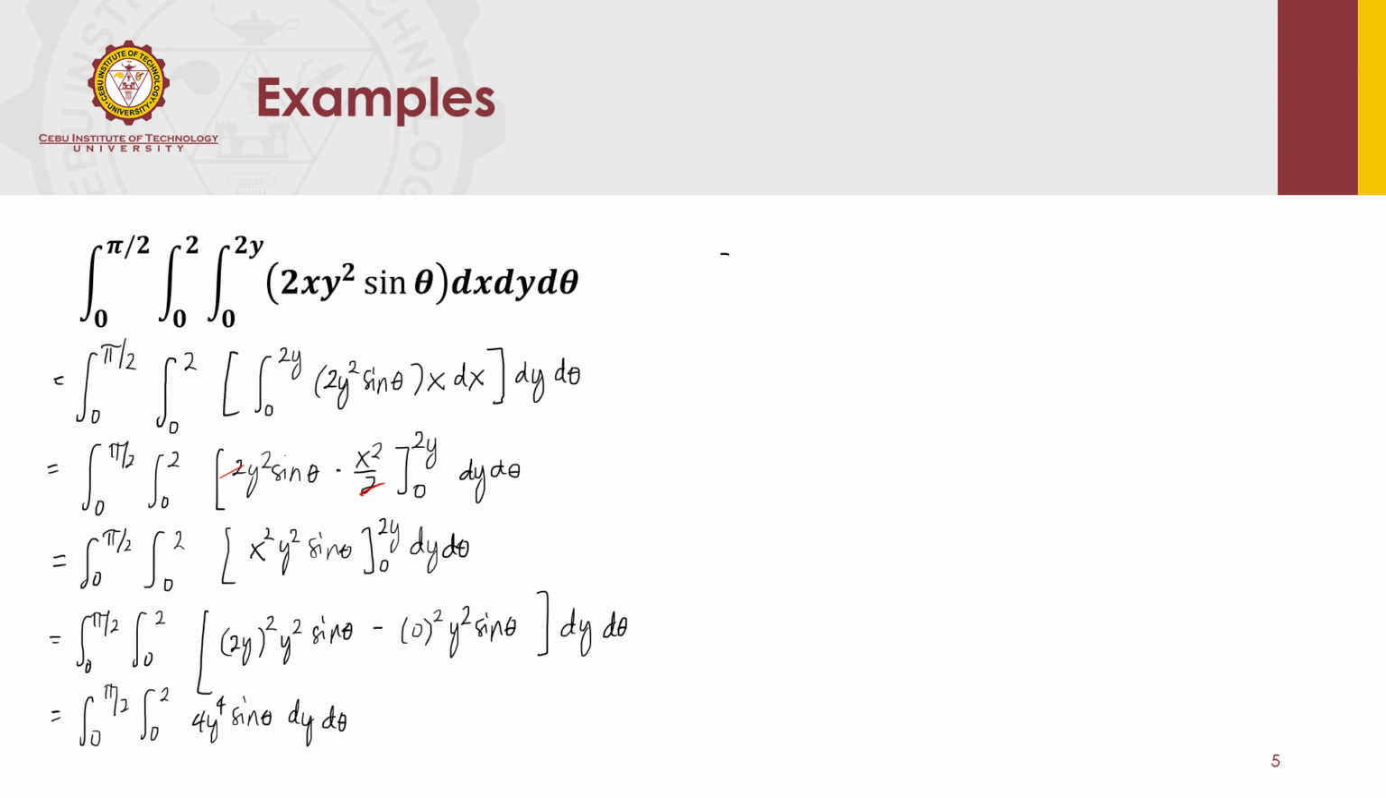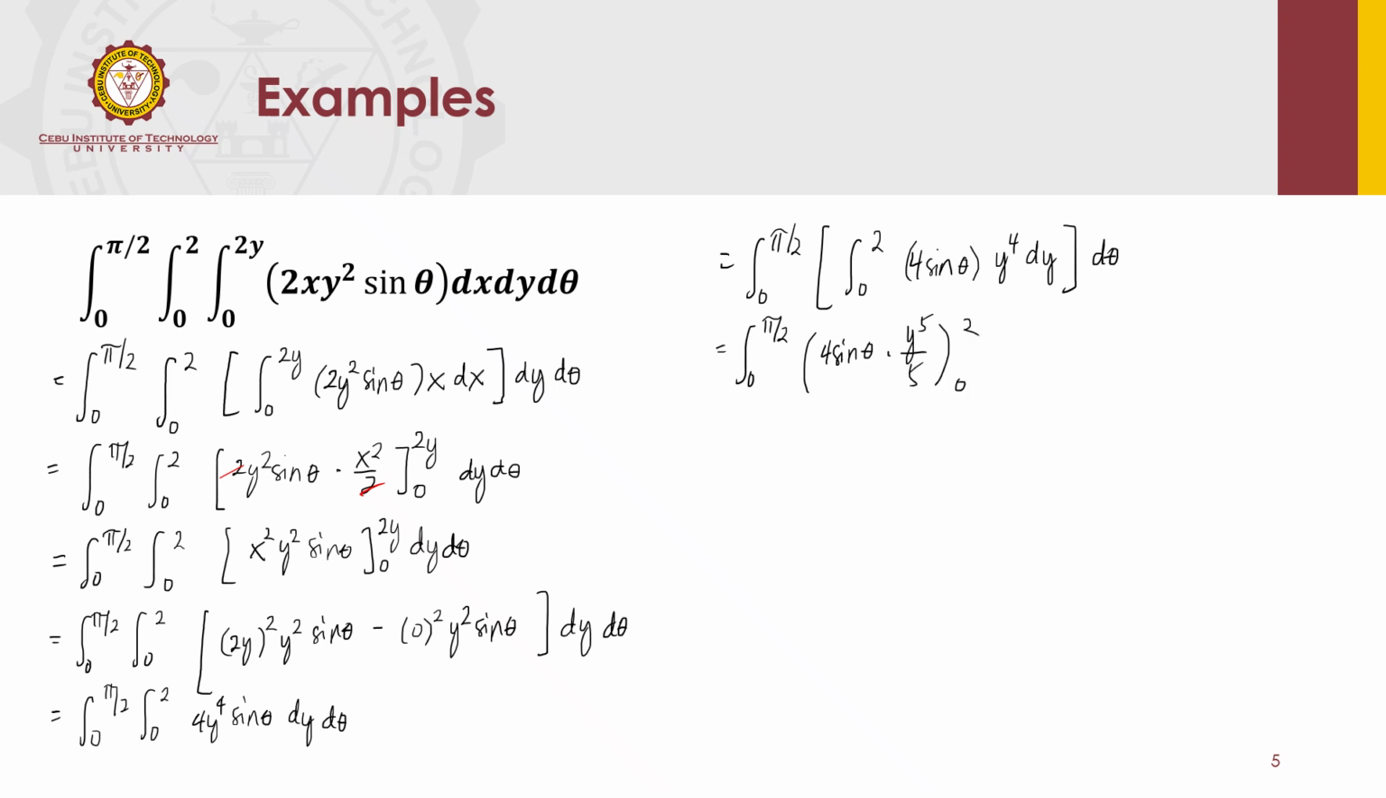Next we're going to integrate. y is the variable of integration. So let's put 4 sine theta here as the constant, and then integrate y to the power of 4 dy, later d theta. So the constant times the integral of y to the power of 4, which is y to the power of 5 over 5. We evaluate from 0 to 2 before integrating with theta as the variable of integration.